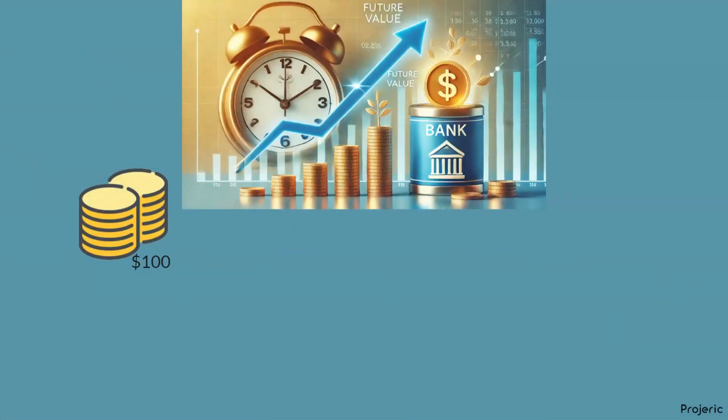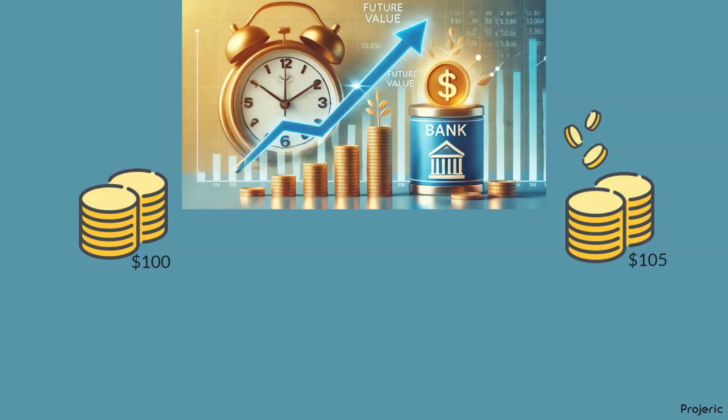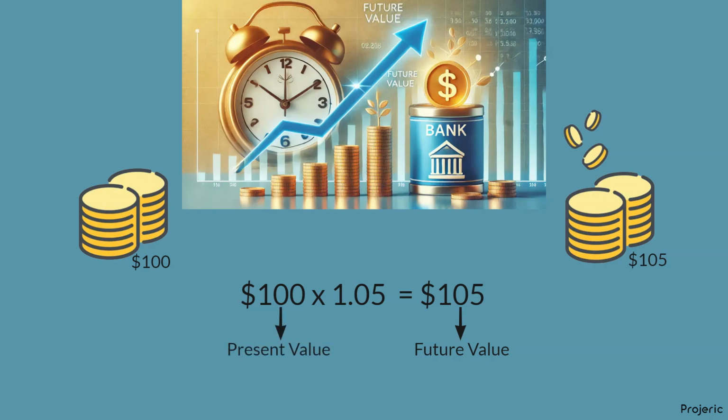If you have $100 right now in your savings account, with a 5% annual interest rate, you will receive $105 after 1 year, which can be calculated by multiplying $100 by 1.05. In this scenario, the future value of your $100 in a year is $105, and $100 is your present value.